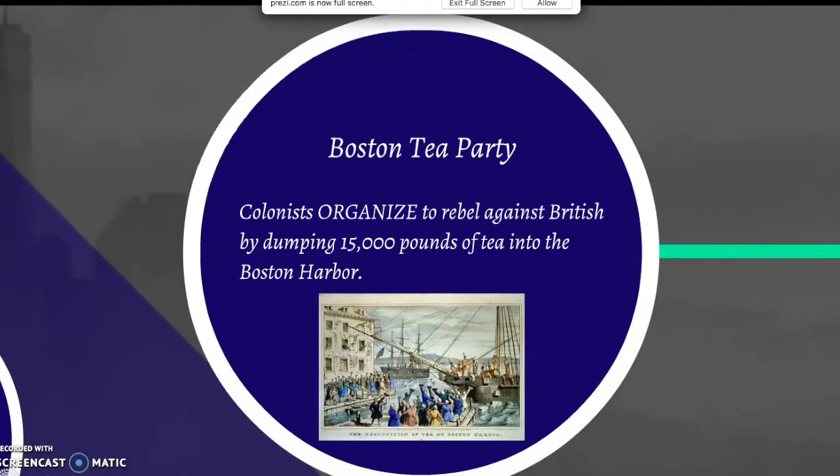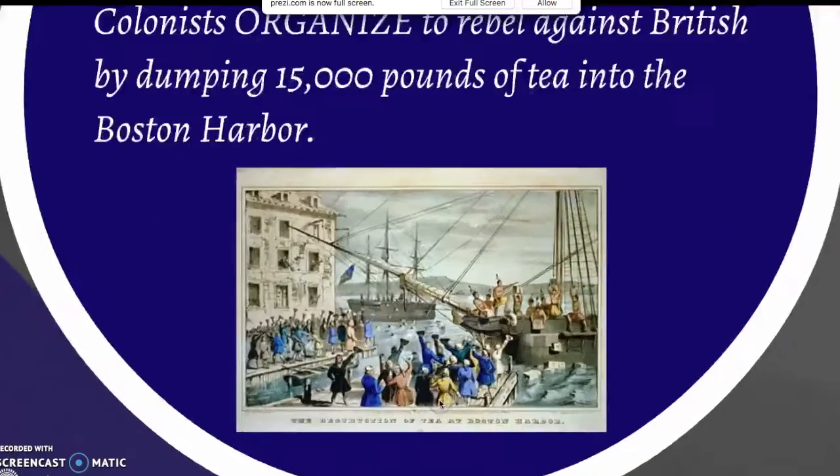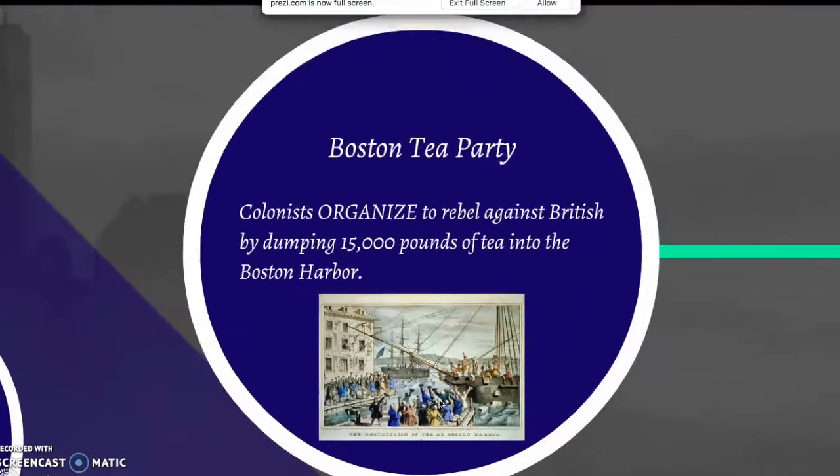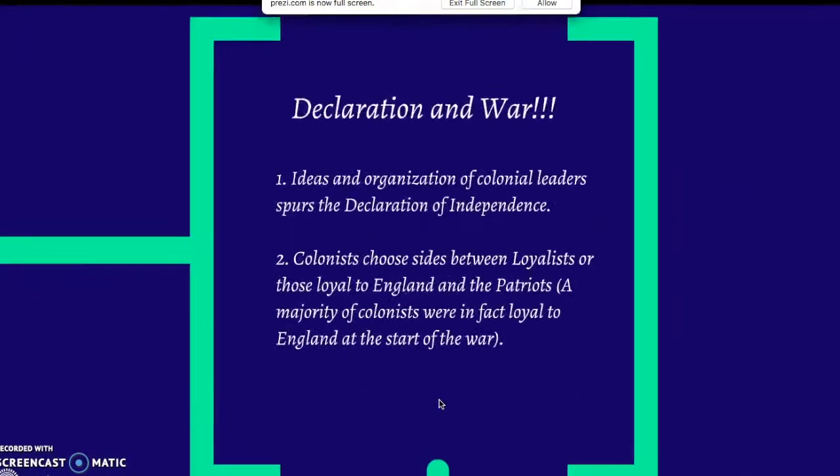Now, eventually, this all leads to the Boston Tea Party, and colonists basically organized under the idea of the Sons of Liberty to rebel against the British by dumping 15,000 pounds of tea into the Boston Harbor. As you can see in this picture, the legend goes that many of these members of the Sons of Liberty dressed up as Native Americans and went on the boat and threw the tea into the harbor. This caused Boston to be put under martial law, which made things even more reactive in the area and pushed forward towards the beginning of war.